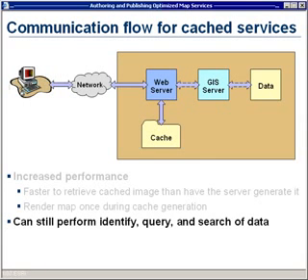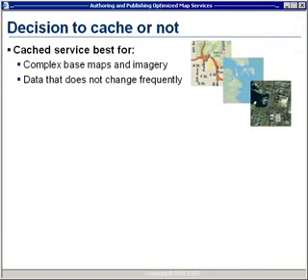Now, don't be concerned here, as we can still identify, query, and search the data by accessing the GIS server in these cases. So the decision is, do I want to create a cached service or not? As mentioned earlier in the presentation, a cached service really is going to give you the best performance. They work best for complex base maps and imagery, along with the data that isn't going to be changing very frequently.